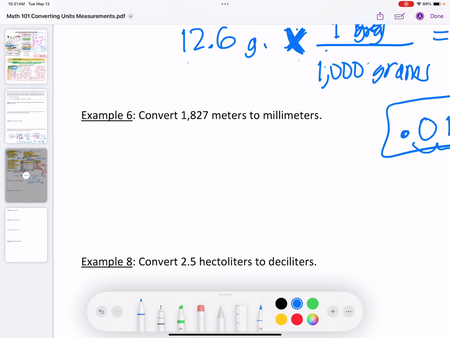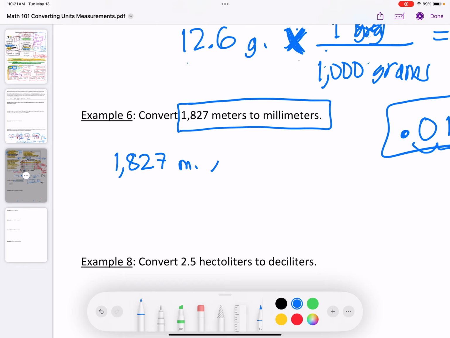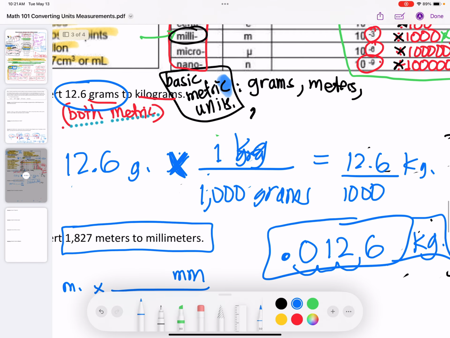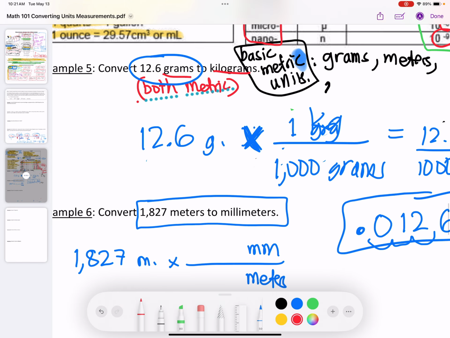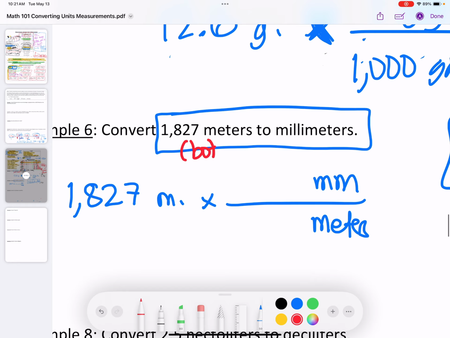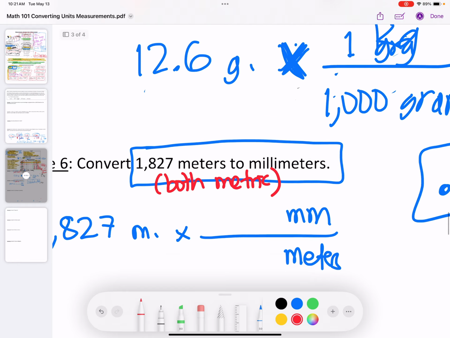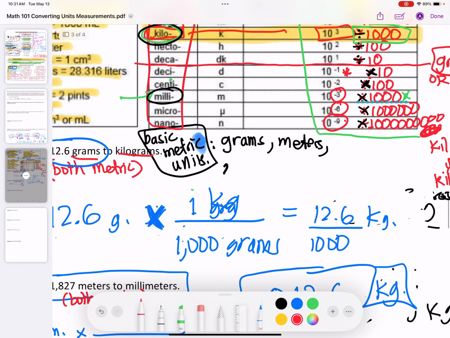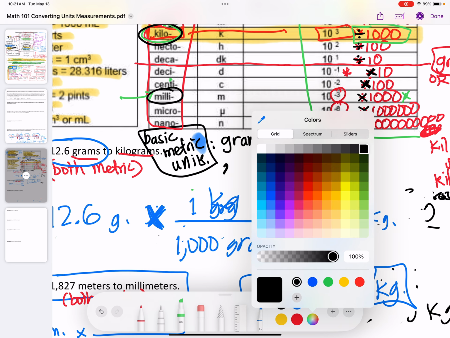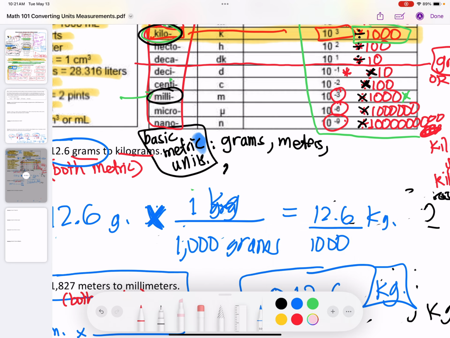All right. What do we got? Now we're going to do a similar one, but now we're going to a smaller unit. I'm starting with 1,827 meters, and I want a conversion that will take me from meters to millimeters. Those are both metric units, so I shouldn't need any of the other tables. Both metric, okay. Where are we now? Millimeters. There. I'm going to highlight it. What's a color we haven't used in a while? Sure. Millimeters, here we go.